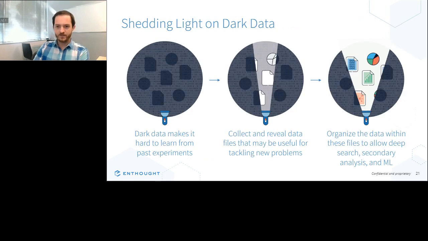The situation I described here is the problem of what we call dark data. Researchers cannot see the data that already exists within their own lab. To shed light on this dark data, work must first be done to reveal the potentially useful files that already exist in various locations. With those data files collected, organizations must then use tools to look inside the files and organize the detailed data to enable deep search, secondary analysis, and machine learning.